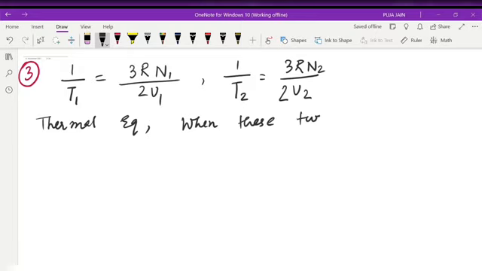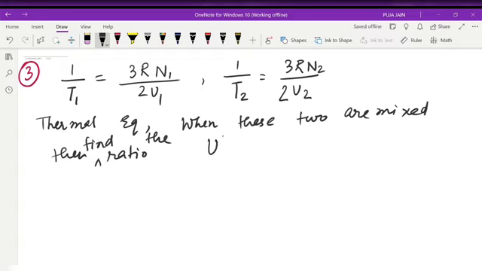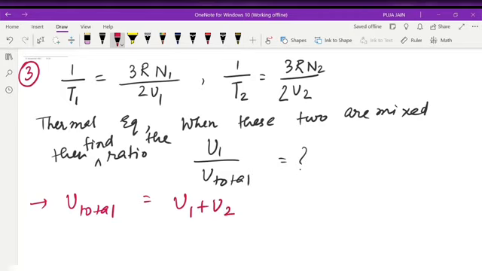are mixed, then we need to find the ratio U1 by U total. Okay. Now we know what? Whenever two systems are mixed, U total, that is the internal energy, can be written as U1 plus U2, and the system is in thermal equilibrium.